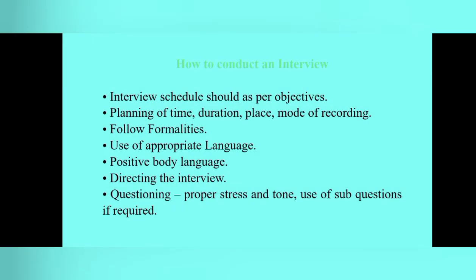How to conduct an interview? The interview schedule should be as per objectives, and all the questions should be in accordance with the objectives of the research. Plan the time, duration, place, and mode of recording. All these things should be pre-structured and informed to the respondent, so that it becomes easier for him to find the time and to be available for the researcher. Follow all the formalities, and follow a good code of conduct.